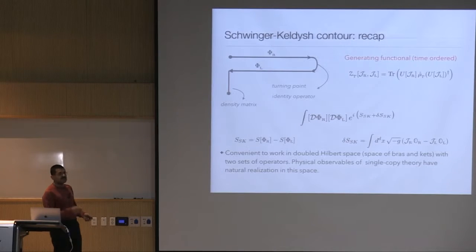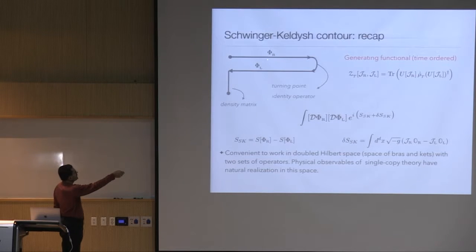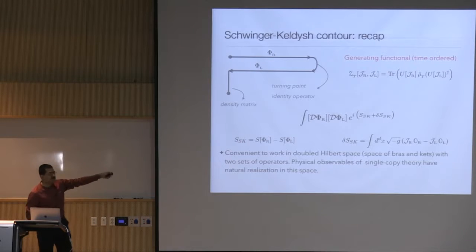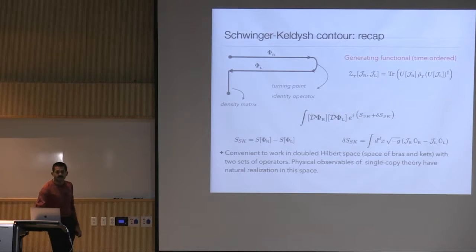Any other operator doesn't have this freedom because it's obstructed by other operators in the time ordering. So if there was some other operator here, you can't push it through to the left or to the right, because there might be some other operator in your way. But whatever is at the rightmost, that can be put either up or down.